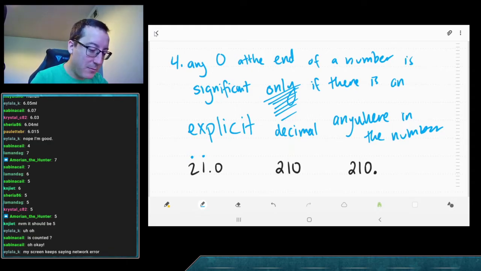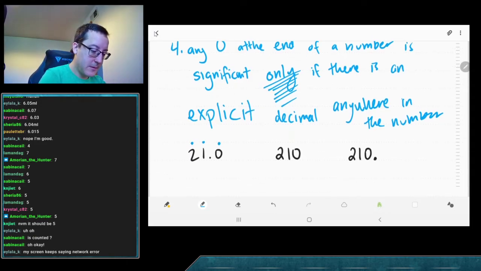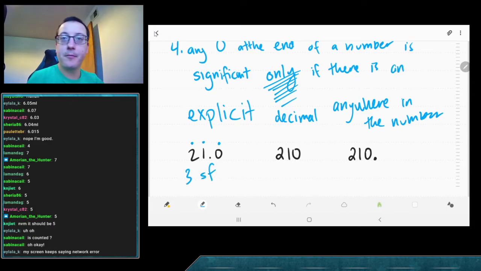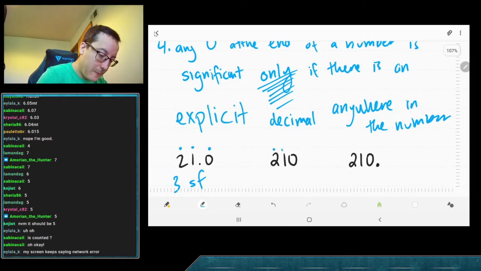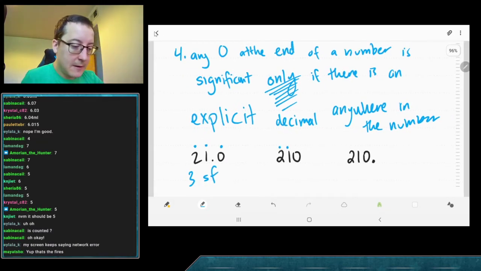Okay, so looking at the 0, we see a decimal in this number. That tells us the 0 at the end is significant. So, 3 sig figs. Alrighty, so if we look at the second number now, again 2 and 1 will count, always. And okay, do we have a decimal in this number anywhere?